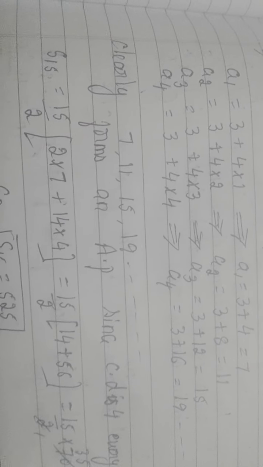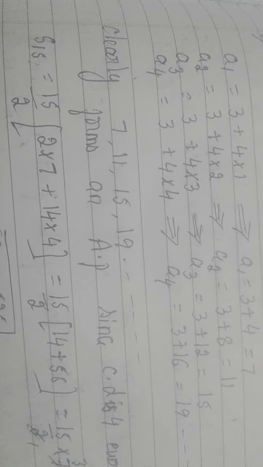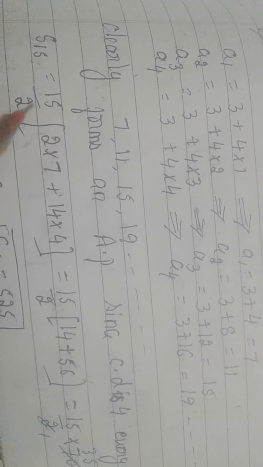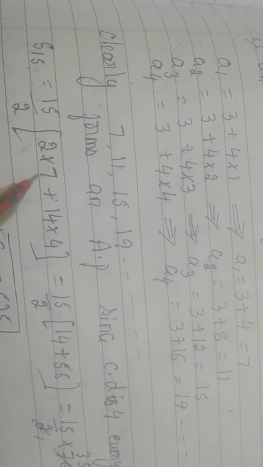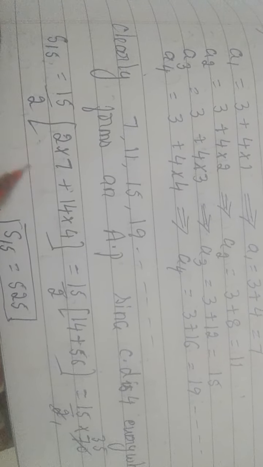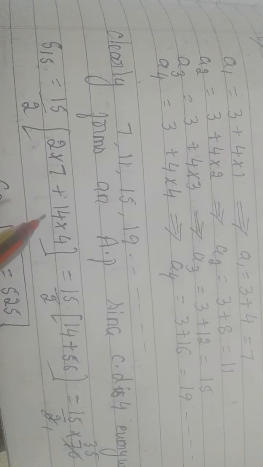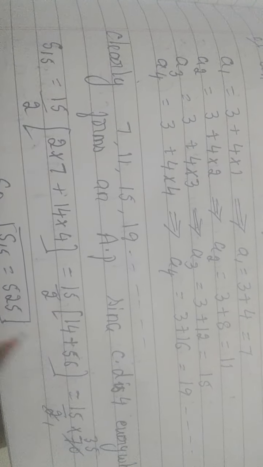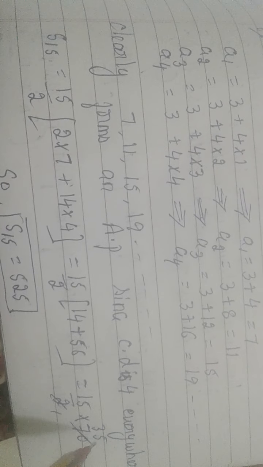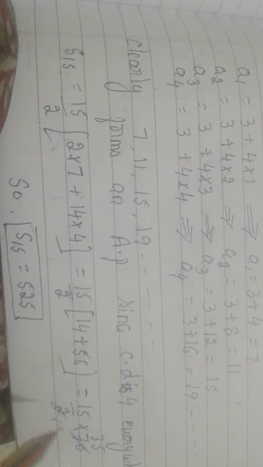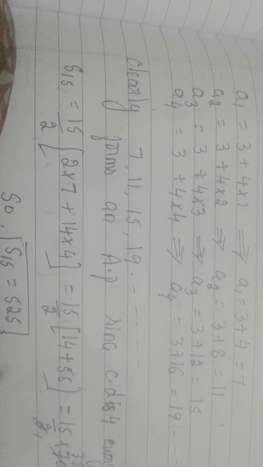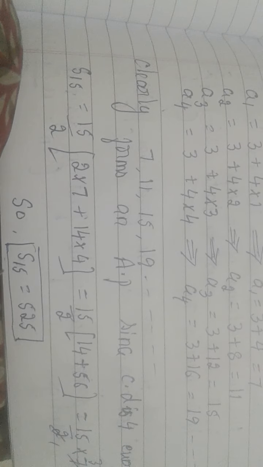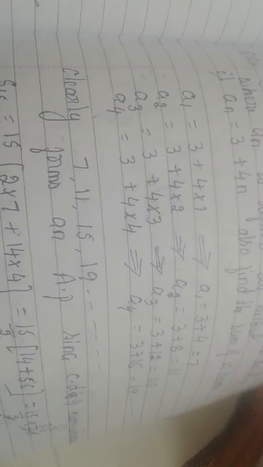And he is asking to find the sum of 15 terms. So that is S15, n by 2, that is 15 by 2 into 2a plus n minus 1 into d. a is 7. n minus 1 is 15 minus 1, which is 14. 14 into 4 is 56, plus 14 is 70. 15 into 70 by 2. 15 into 35 is 525. So the sum of 15 terms is 525.